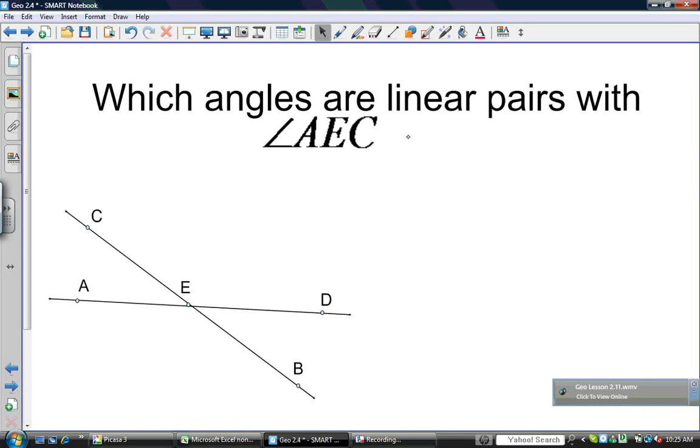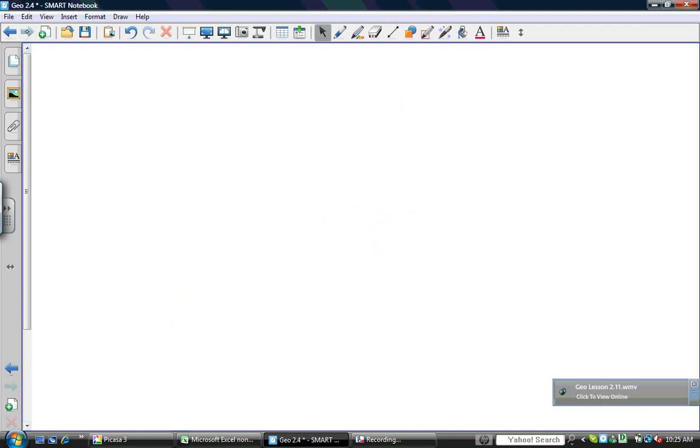Which are linear pairs with AEC? So AEC is here. Now linear pairs are the ones right next to it. So we could say angle CEB. Or we could do this one down here, which would be AEB. So both these are linear pairs with AEC. Alright, that's the end of today's lesson.